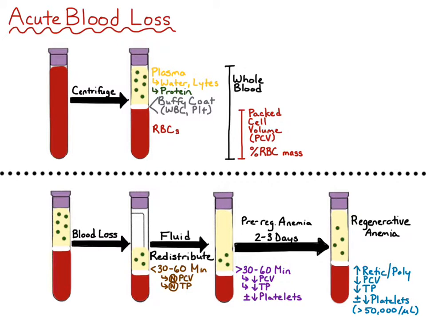stop the bleeding. So that's it for acute blood loss. You have the various stages where you don't appreciate anemia, then you appreciate a pre-regenerative anemia, and then you see a traditional regenerative anemia that you would expect with acute blood loss.